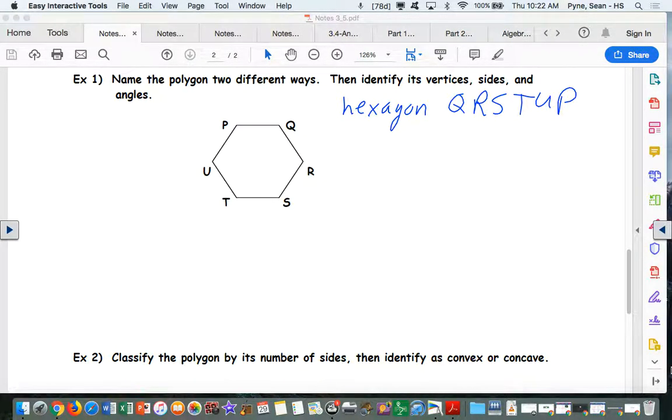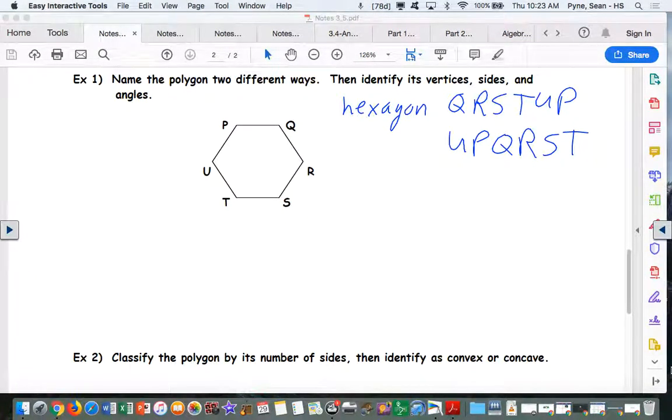What did we just do? How do you know where you start though? You just choose a spot. Choose anywhere. So I chose Q, so I went around from Q. Now, let's say I wanted to choose somewhere else, because you can name this multiple ways. Let's say I want to start at U. I can name this U, P, Q, R, S, T.